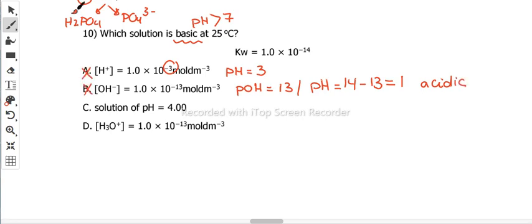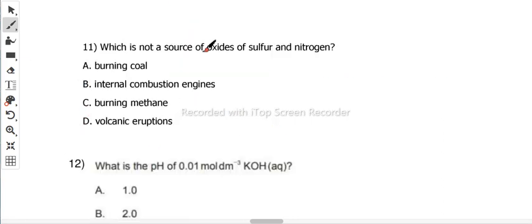A solution with a pH of 4 is of course acidic. Finally, we have the last one, the pH here is equal to 13. This is above 7, so definitely this is my base. So the answer is the D answer.